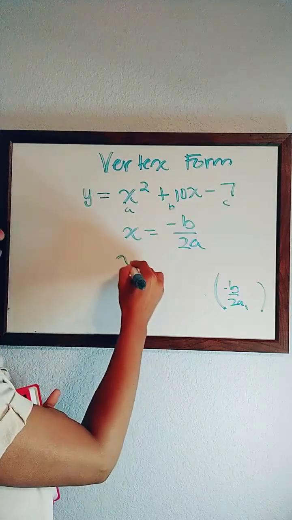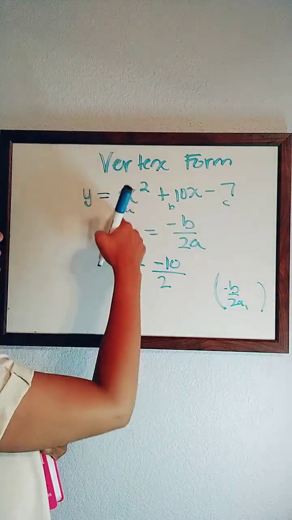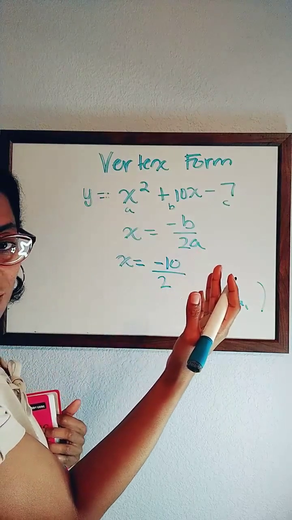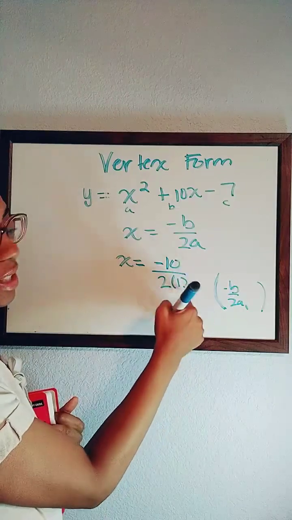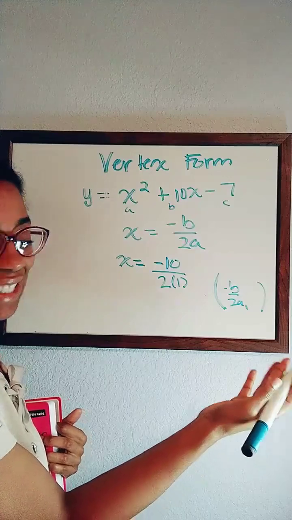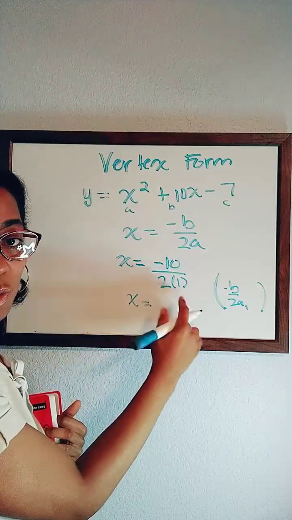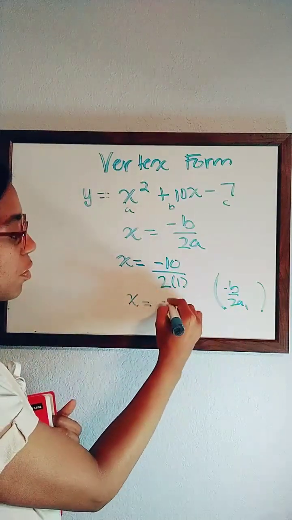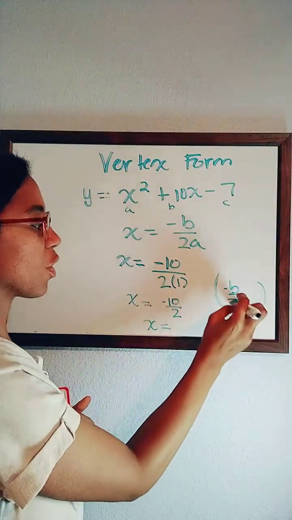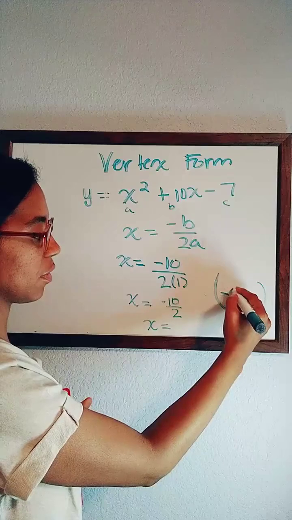So x is going to be equal to negative 10 divided by 2 times, there is a 1 here, and we just have to remember that. So I'm going to put the 1 so that you'll remember. And then you just simplify it. So you have negative 10 divided by 2 over 1, which is this negative 10 divided by 2. And then Lex, what's negative 10 simplified? Negative 5. So now in this position where my x is, I'm going to put a negative 5.